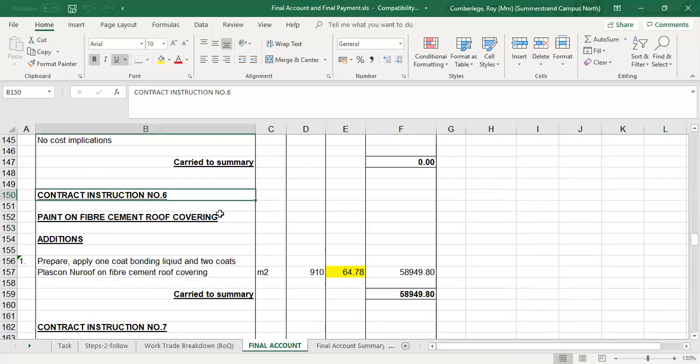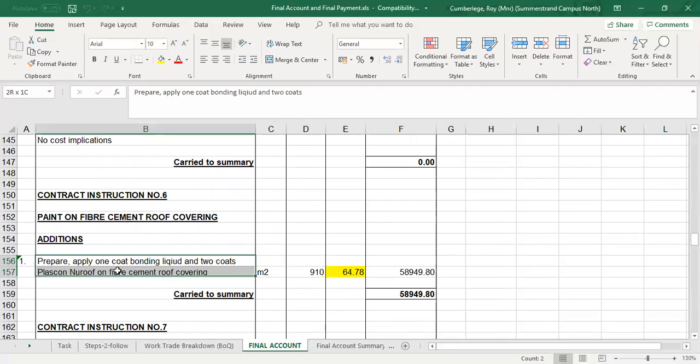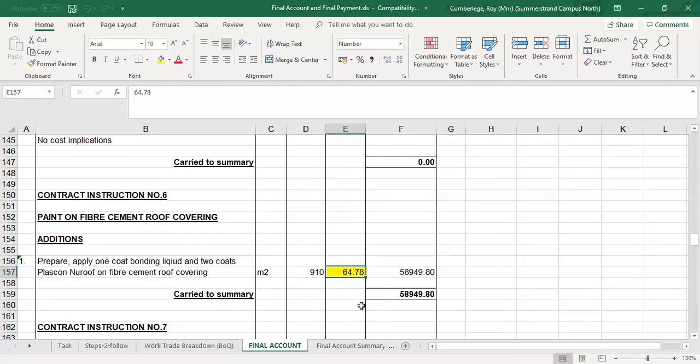Contract instruction number 6, the last one, asks us to paint the fiber cement roof covering. Now in the bill, the total roof covering was 910 square meters. There was no paint measured, so in this case it's a new item. There is no reference to the actual description, so where there's no item measured in the bill, in the case of a new item, you'll have to make up a fully detailed description, and then obviously the contractor needs to submit you a price, a rate per square meter.